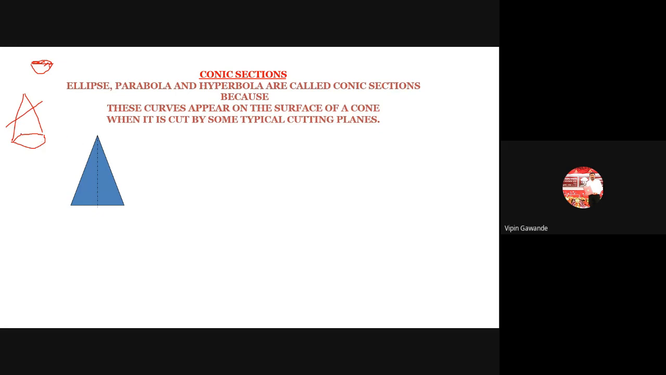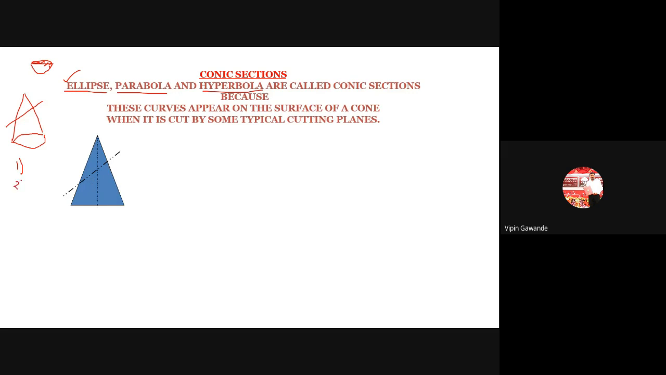There are different ways or conditions by means of which you cut the cone, and we get different types of conic sections: the ellipse, parabola, and hyperbola. So what is the condition for the ellipse? If you cut the cone by means of a cutting plane, the cutting plane must be inclined to the axis. That is our first condition.